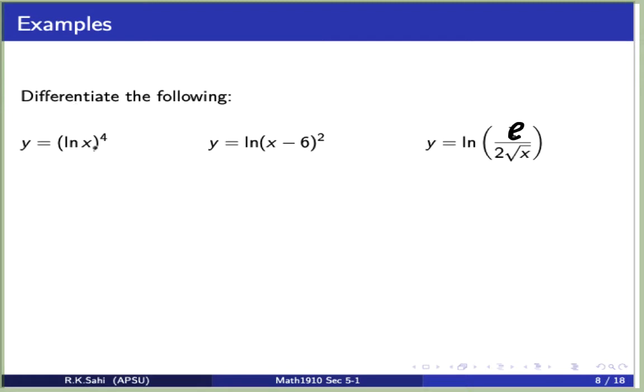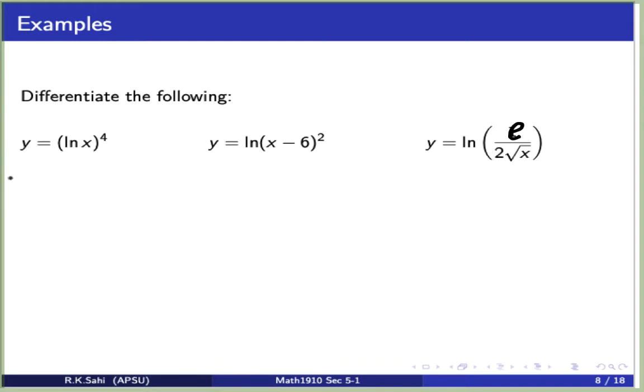So we're going to differentiate these different functions. The first one, y equals natural log of x to the power 4. Now notice, this is the whole expression to the power 4. So once again, we cannot apply any of the rules of our logarithmic functions. So what are we going to do? When we look at this one, think of this problem as the chain rule. It's a function raised to a power.